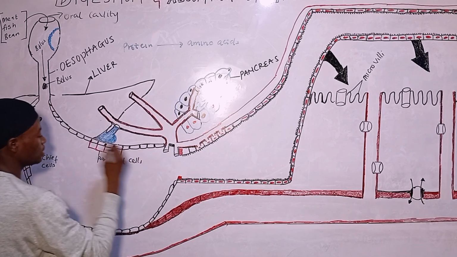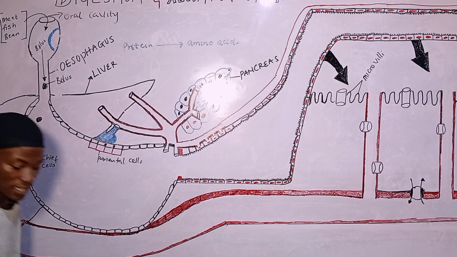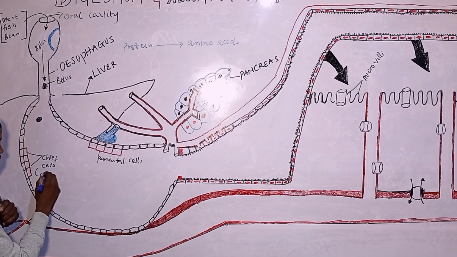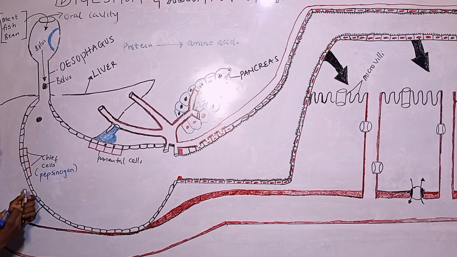Now one thing that happens in the stomach is that these chief cells are responsible for releasing a specific type of enzyme that acts on protein. This enzyme is called pepsin, or you simply say pepsinogen, because pepsinogen is the inactive form of this enzyme.